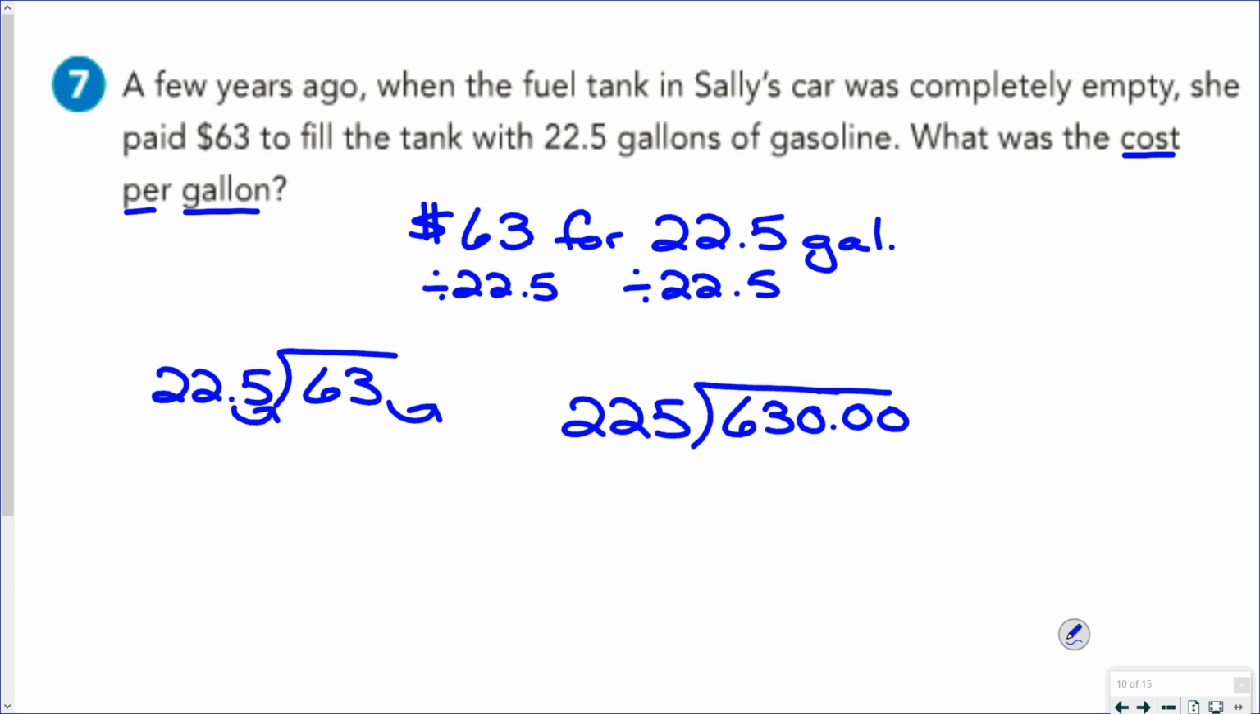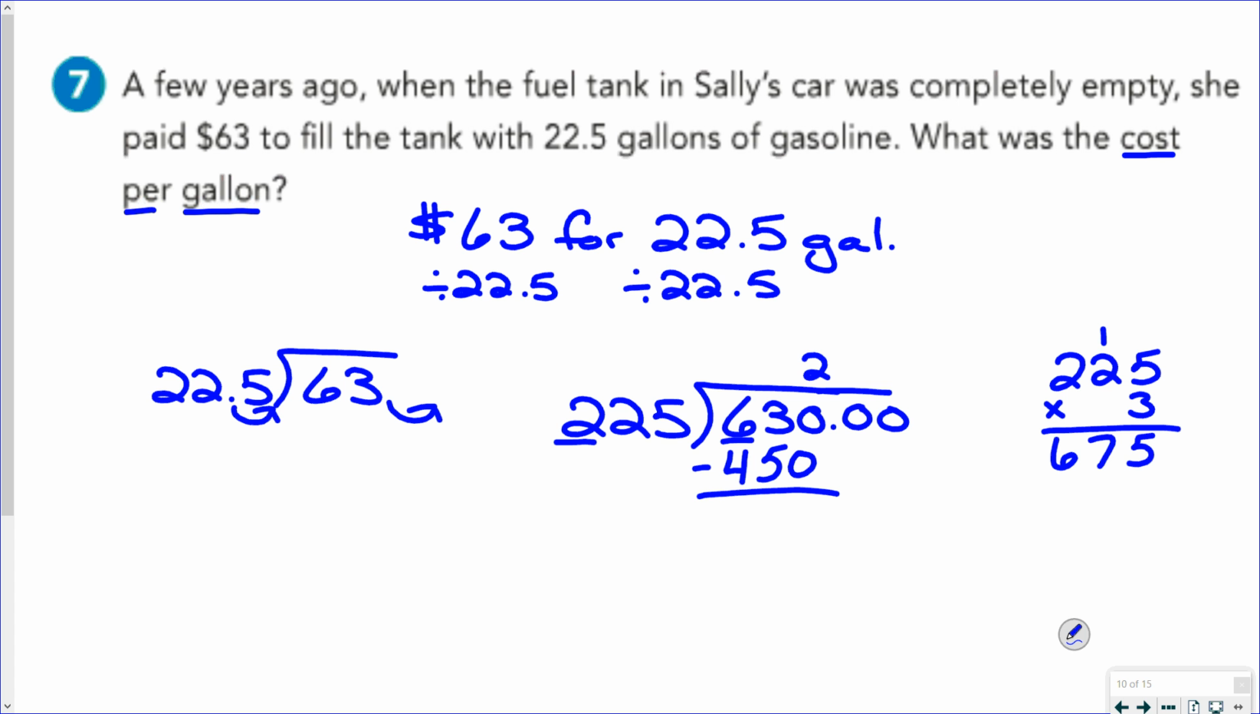Another strategy you can utilize, instead of multiplying by 5 and seeing if we need to go up or down, is to look at the first digit of your divisor and ask yourself, how many times would 2 go into 6? Well, 2 would go into 6 3 times. So that could be where you start, and you see if it works or not. In this case, when we take 225 times 3, we get 675, which is a little too high. Since it's a little too high, we know we're going to go in twice. That would be 450. We subtract, and we get 180.